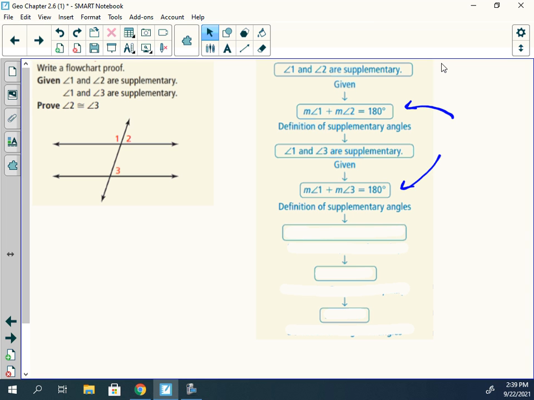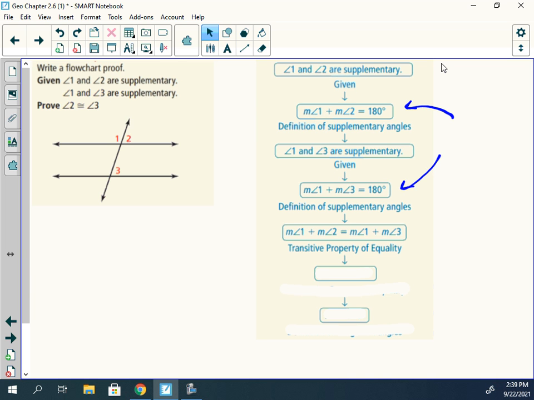So I could set those two equal to each other by our transitive property of equality. So the measure of angle 1 plus the measure of angle 2 is equal to the measure of angle 1 plus the measure of angle 3. Well, we do have something extra on both sides because we just really want to talk about angles 2 and 3. But what does both sides have? Angle 1. Can I get rid of it from both sides?